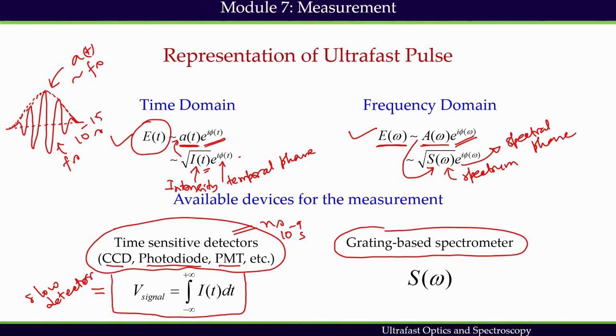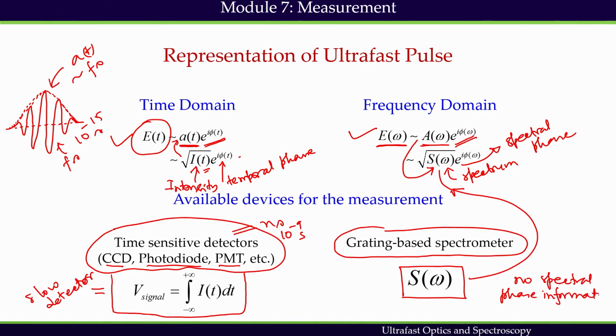On the other hand, a spectrometer can only measure the spectrum. So, the good thing about the spectrometer is that it can directly measure S(omega), which is present in the frequency domain description of the pulse, but it does not give any spectral phase information. And we have seen that the phase information is very important. Spectrum gives how many frequency components we have, and phase gives how their phases are correlated.